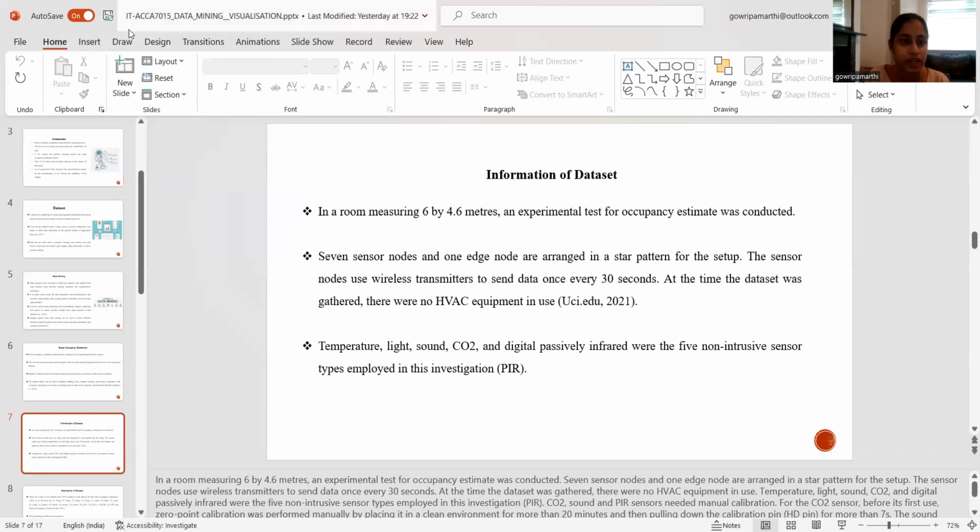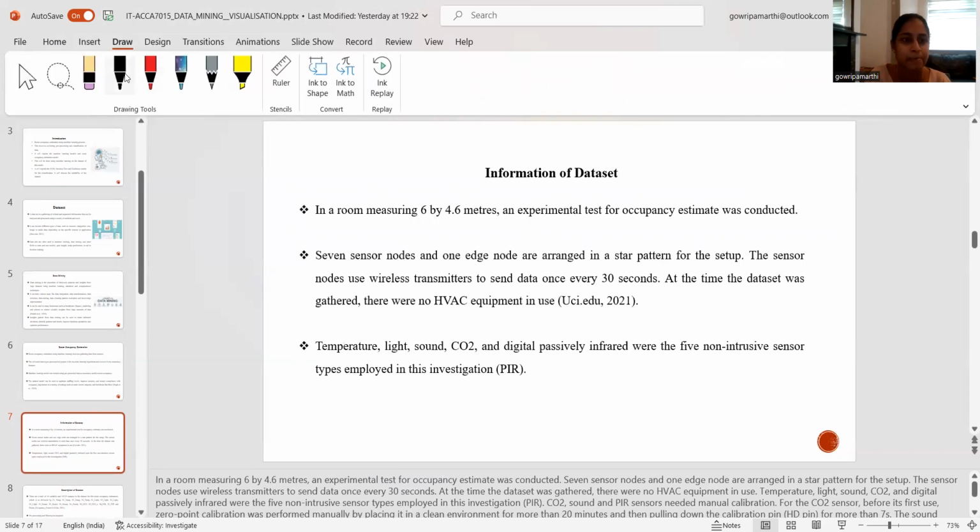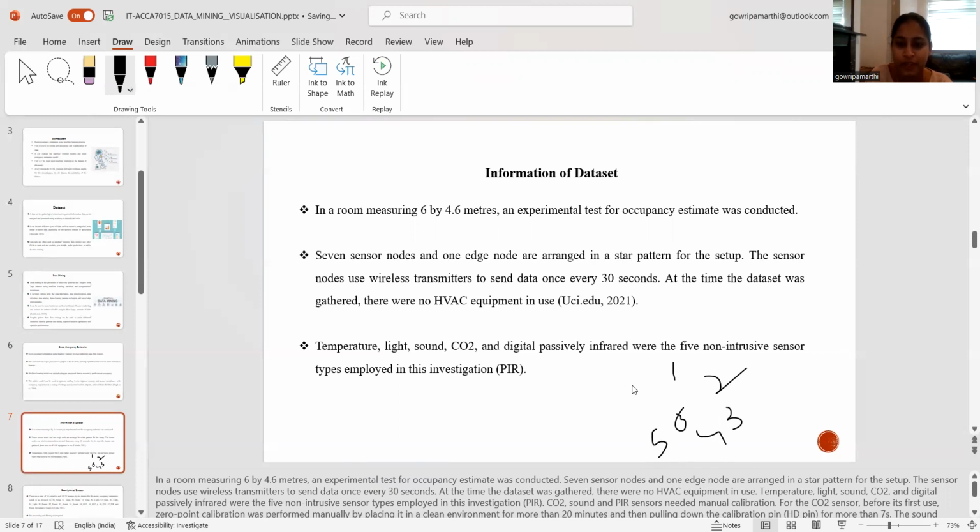So let me take one. There are the 7 nodes: 1, 2, 3, 4, 5, 6, 7. These are connected in the star pattern. And this is the edge node.